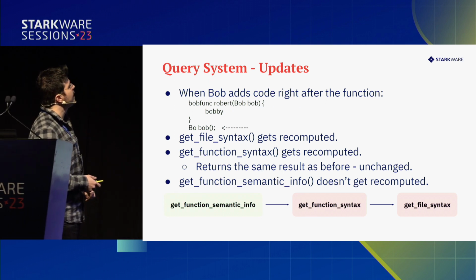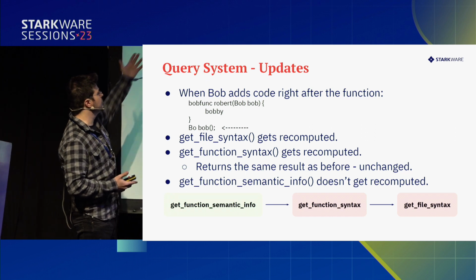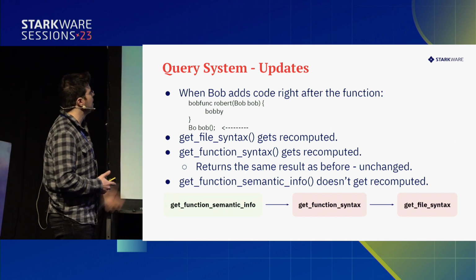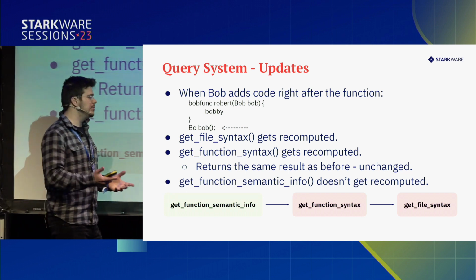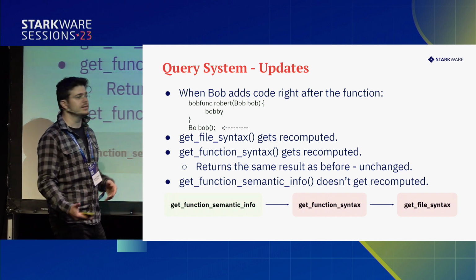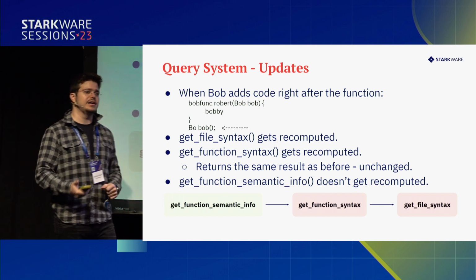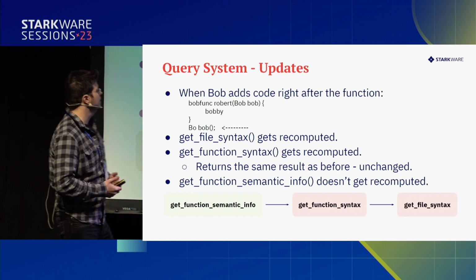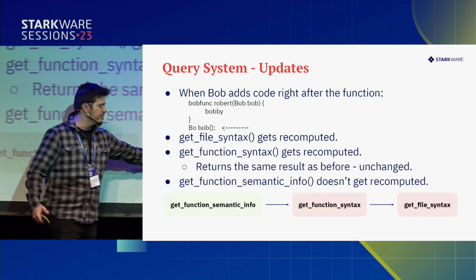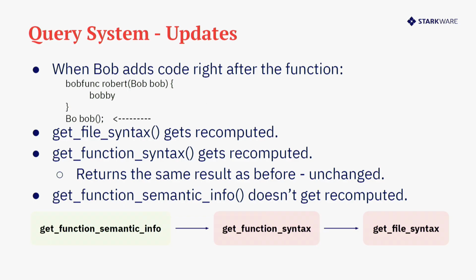All right. What happens when Bob adds some code right after this function? Well, get file syntax needs to be recomputed. Why? Because it depends on the file content, and the file content was changed. So get file syntax is invalidated and needs to be recomputed. So it gets recomputed. Next one is get function syntax. The file syntax was changed, so the input to this function is changed, so it needs to get recomputed.